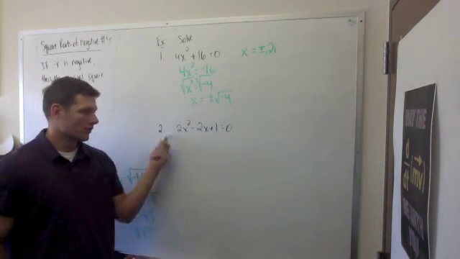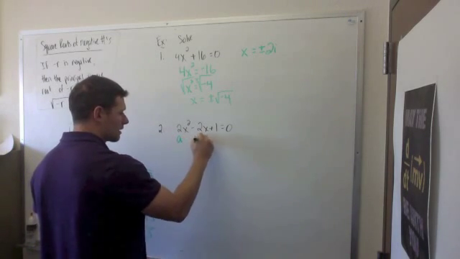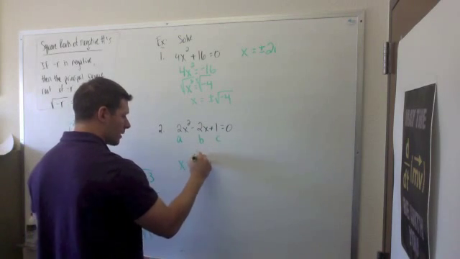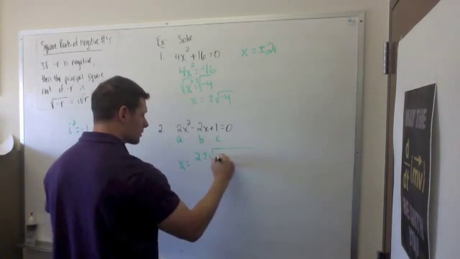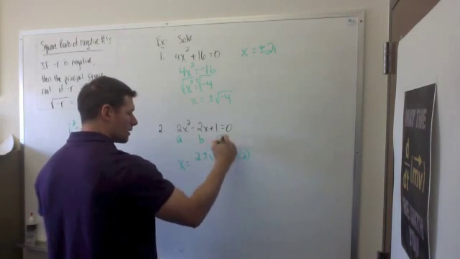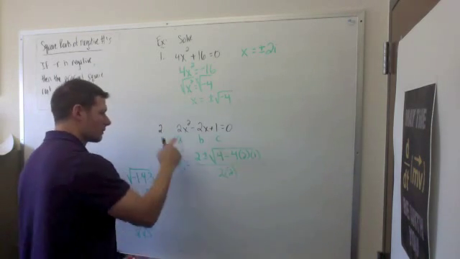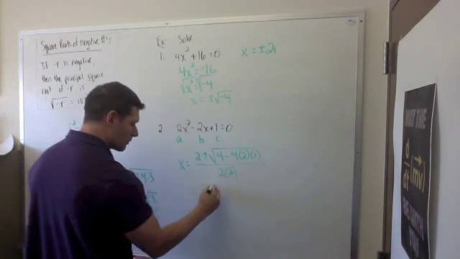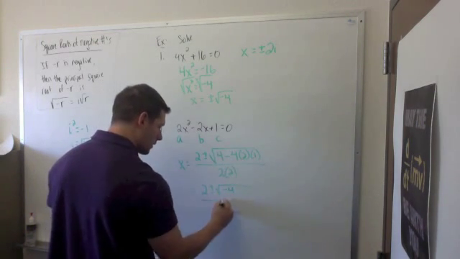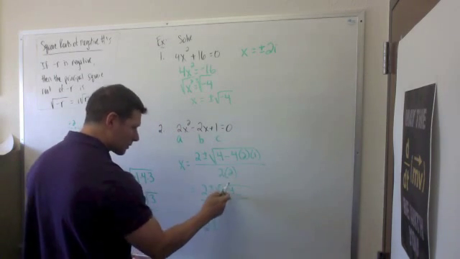Let's take a look at one using the quadratic formula. Suppose I want to solve this equation. Well, if you use the quadratic formula, identify this is a, that is b, and that is c. And x equals negative b, so positive 2, plus or minus the square root of b squared, minus 4 times a, which is 2, times c, which is 1, divided by 2 times a. Okay, 2 times 2. This will equal 2 plus or minus 4 minus 8, which is negative 4, divided by 4.